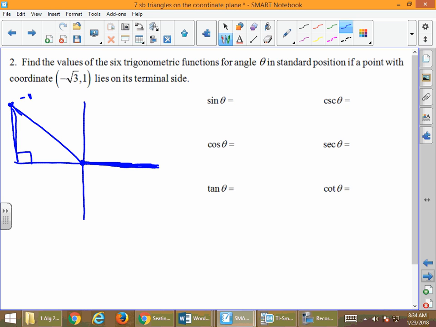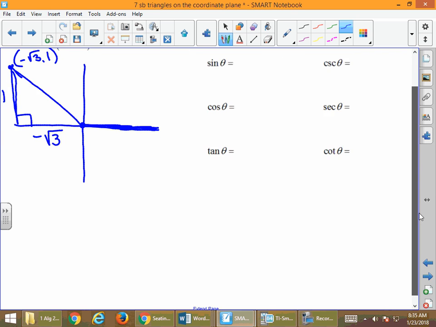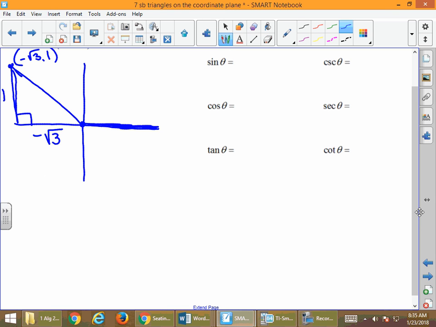It's (-√3, 1) here, which means when we actually label the lengths of the sides of the triangle, we went the square root of 3, actually negative the square root of 3 because we went left, and then we went up 1. And this one is maybe not quite so clear in terms of special right triangles. Maybe there are some of you who can figure out the hypotenuse, but if you can't, then use the Pythagorean theorem. The Pythagorean theorem is a squared plus b squared equals c squared.